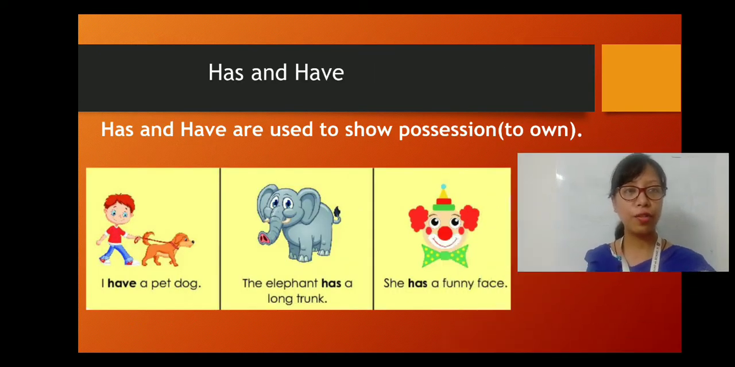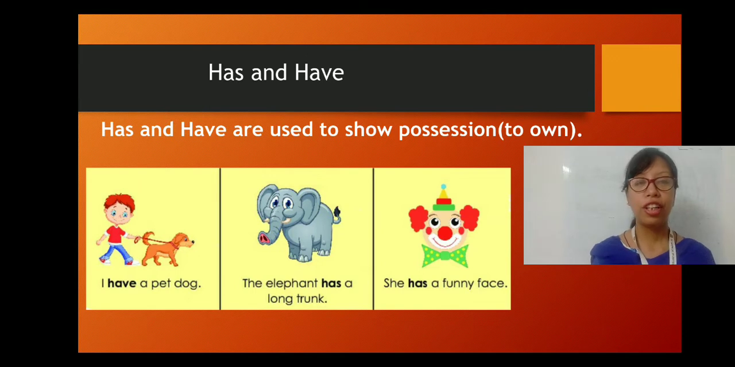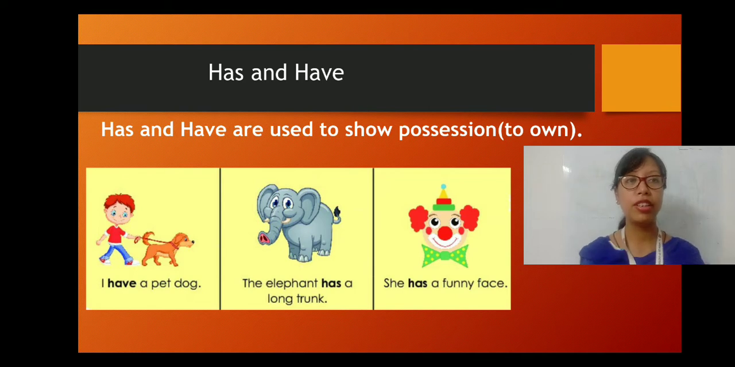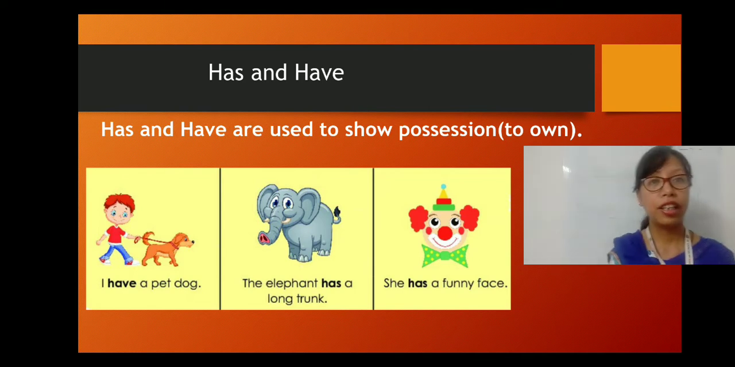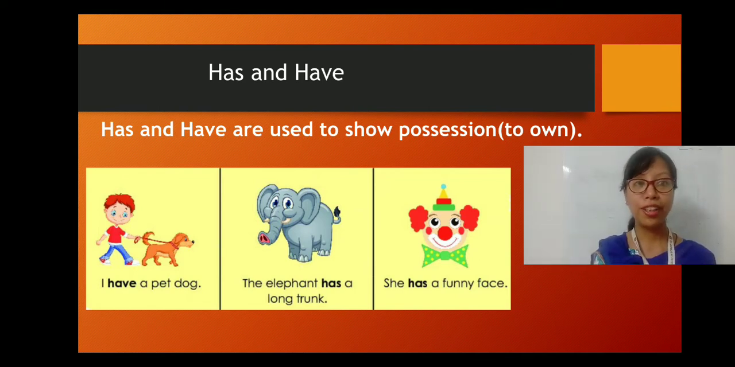Now let's start with has and have. When do we use has and have? Do you know that? Yes, has and have are used to show possession, to own. Now, I have a car. The car belongs to me, right? I own it. The car is owned by me. That means that is a possession. That's why I'm saying I have a car.